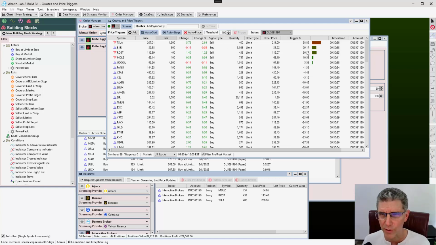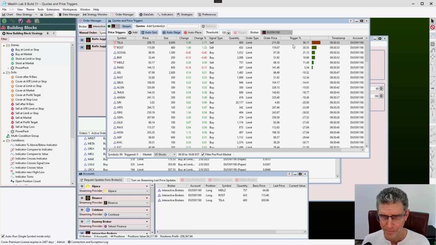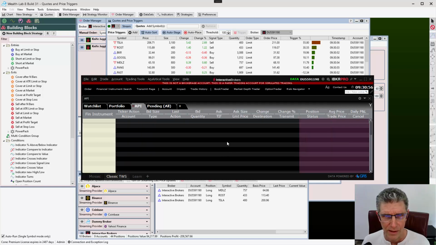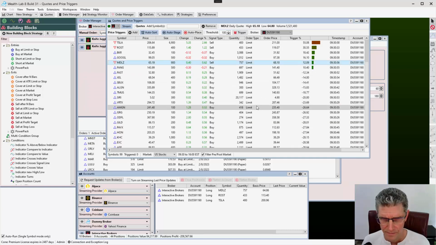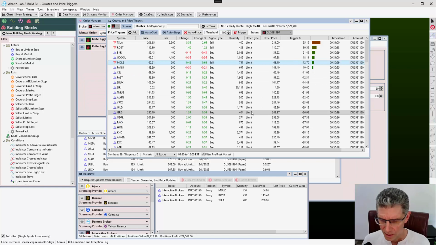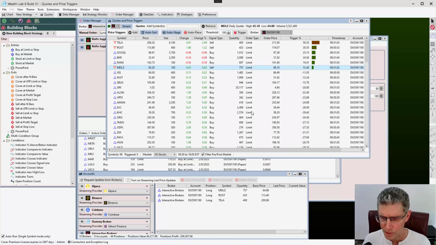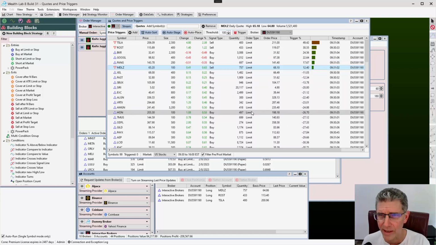Let's see, we're auto sorting, so the triggers that are the closest to hitting their price come to the top. And so you can see Tesla needs to go up another 4 points or so to hit its trigger. Okay, thank you very much. Well, I'll go ahead and pause this, and we'll let it go. If I see something getting a little bit closer, we'll go ahead and start it again, and we can watch how that auto trading works.